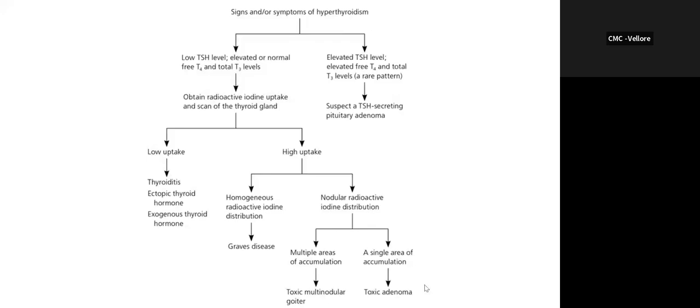T4 is again 10. This is what will be the pattern. Unless the patient has a large goiter, this won't happen. If there is a small goiter, Graves classically, this will happen. Again, don't do a TSH. Do a free T4 and T4.